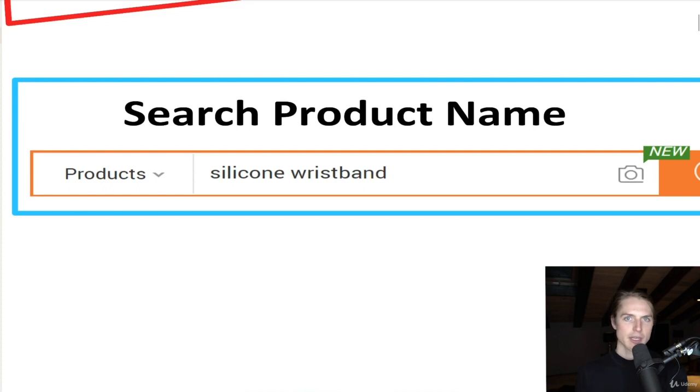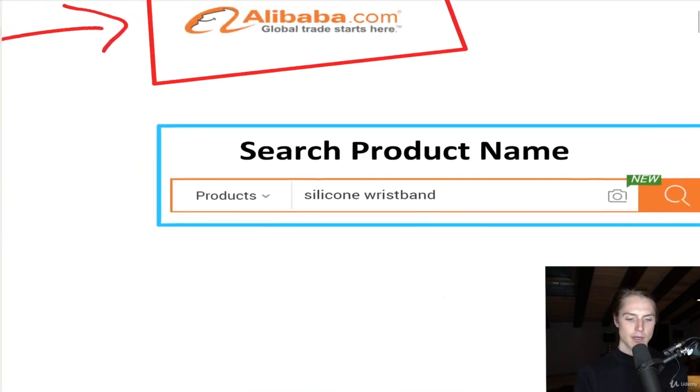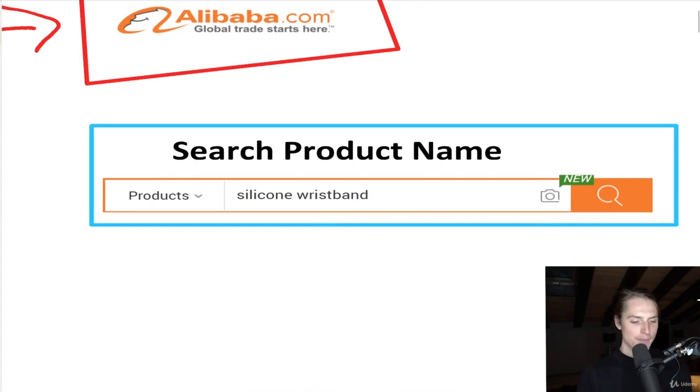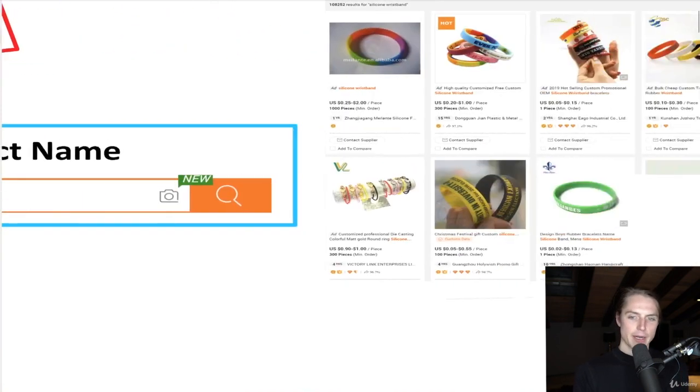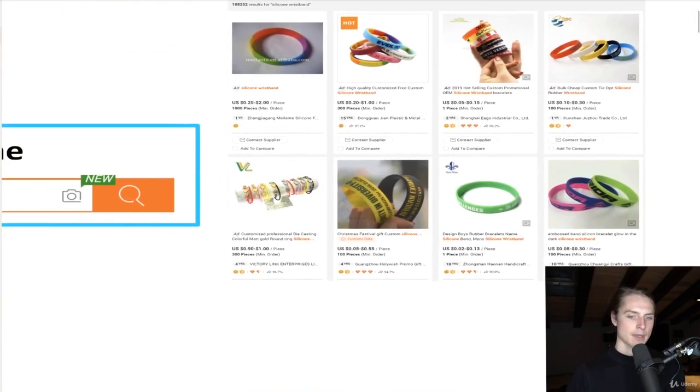You can just put in other words, and the goal here is to find images that match, something that looks like what we're trying to get. It doesn't have to be perfect, but try to get it as close as possible, and then we can ask them if they can get us what we want after that. So we go to Alibaba, put in silicone wristband. If we were getting wristbands, then we'll go up here.